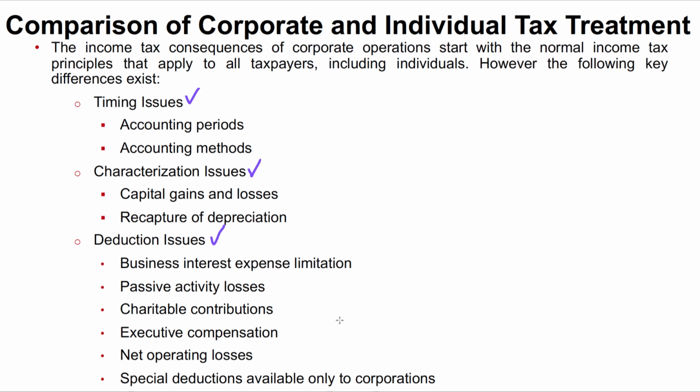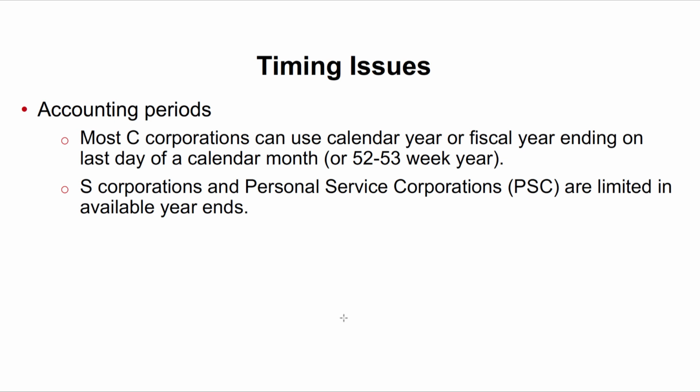So let's go through. Let's start with the timing issues. We're talking about the when question. So the first thing that we need to look at is the accounting period. Most C corporations can either be a calendar year, which is January 1st to December 31st, or fiscal year end, which means other than calendar year, depending usually on the type of business. Different industries usually have different types of year ends.